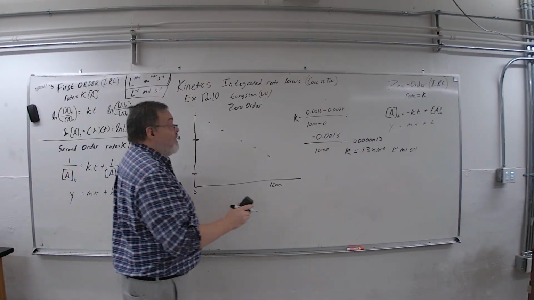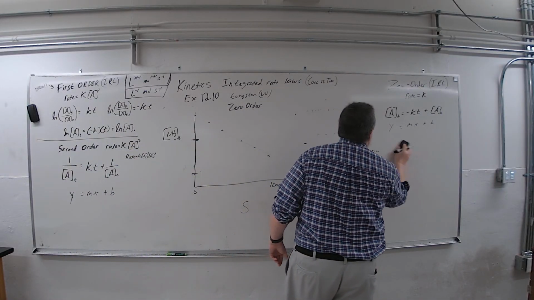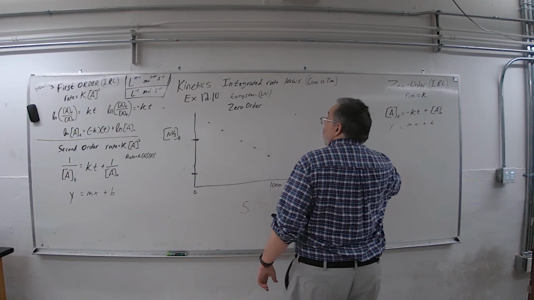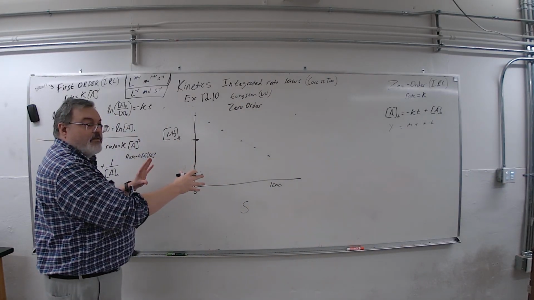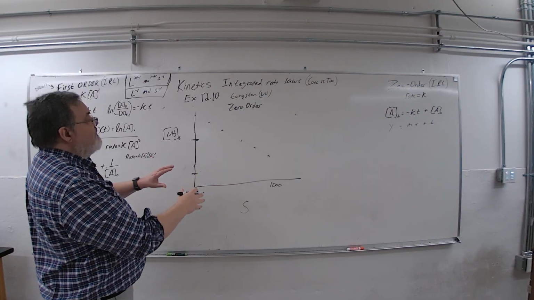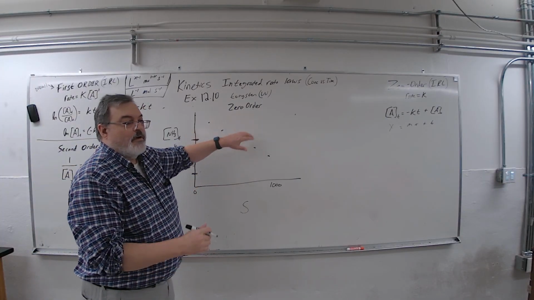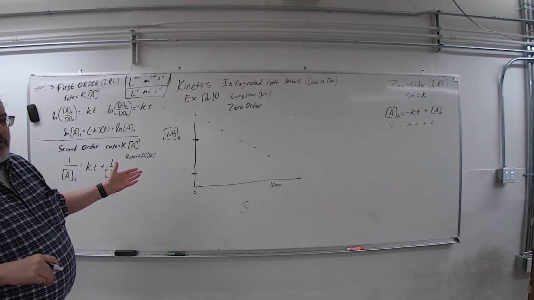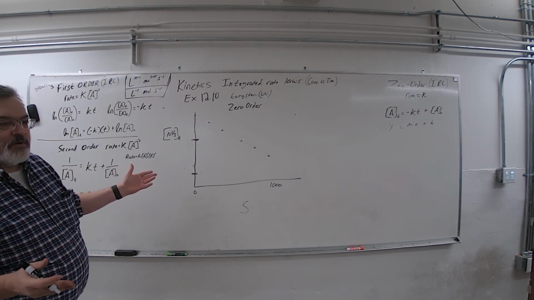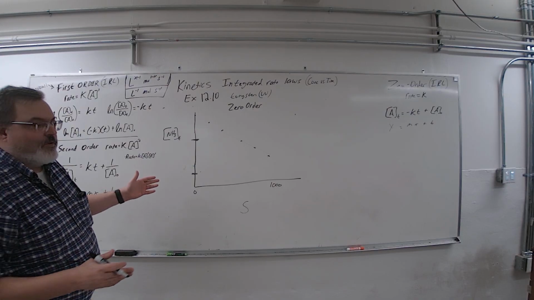Okay. I'm just going to do it again. You're given this graph, and you're given the fact that this is zero order. I could ask you, is this zero order, or is this first order, or is this second order? Do you know how you would tell if you weren't told this?